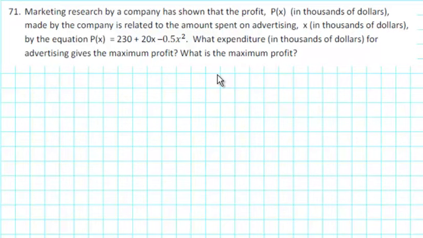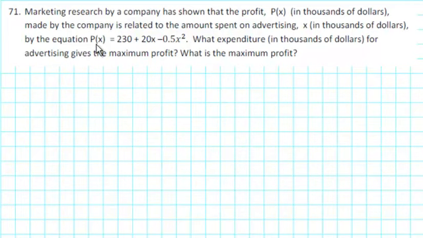Marketing research by a company has shown that the profit, P of X, in thousands of dollars made by the company is related to the amount spent on advertising, X, in thousands of dollars by the equation P of X is equal to 230 plus 20X minus 0.5X squared. What expenditure in thousands of dollars for advertising gives the maximum profit? What is the maximum profit?